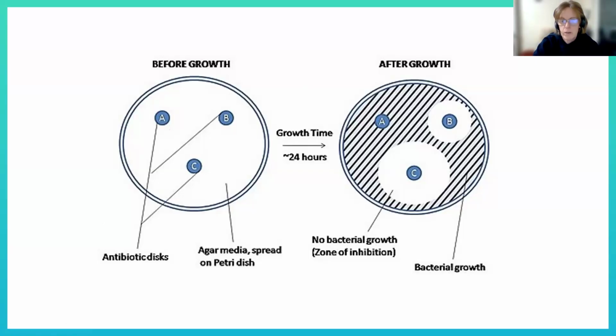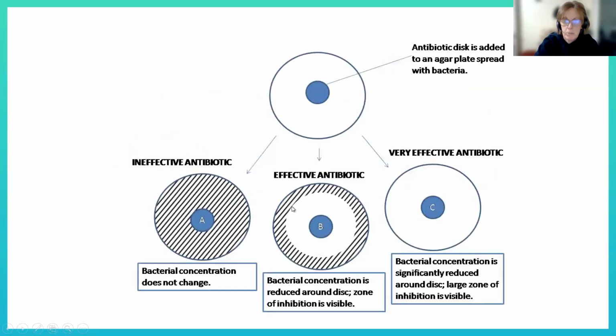Then you'd come back after 24 hours. You put your Petri dish in an incubator, which would grow depending on what you were looking for. So if it was a bacterium that infects humans, you'd probably incubate it at about 37 degrees because it would have evolved to live at human body temperature. So you come back after 24 hours and you have a look. And if there's an area where there's no bacterial growth, a zone of inhibition, that means that antibiotic is effective. So here, antibiotics B and C have worked, C working the best. A is ineffective against that bacterium.